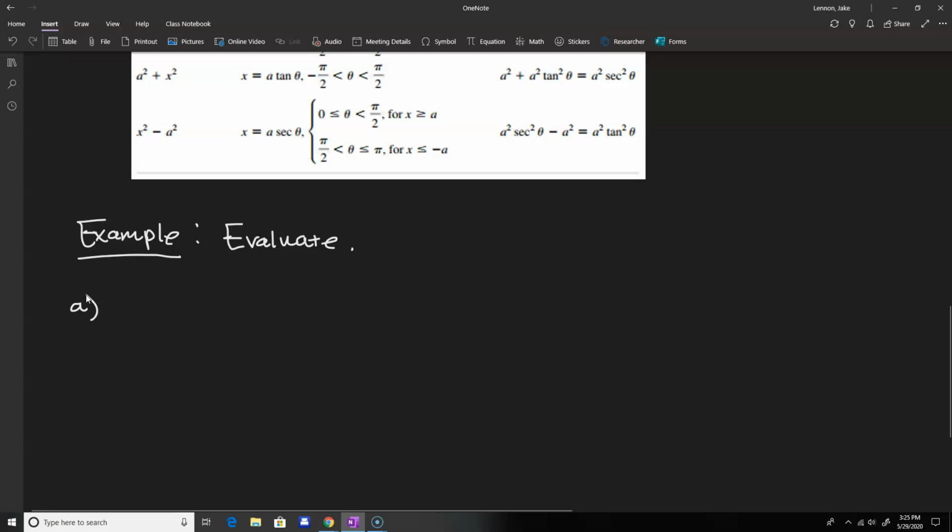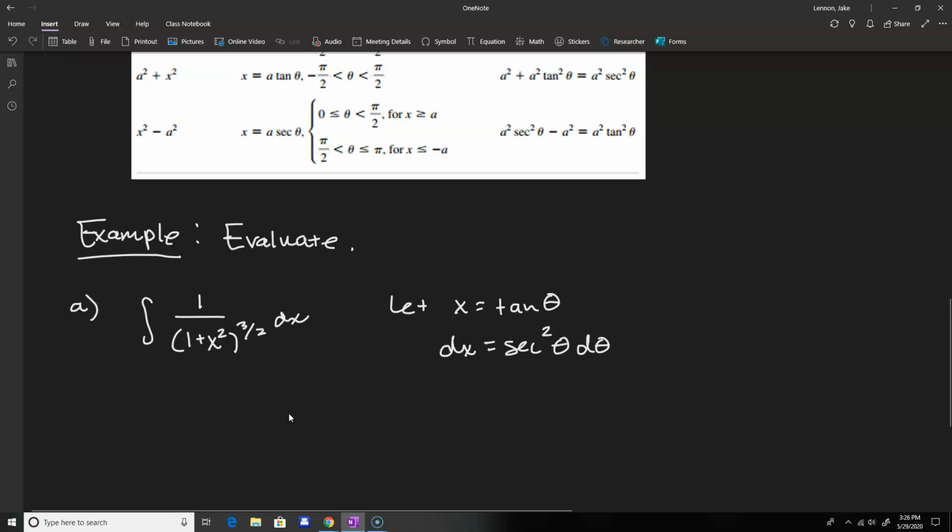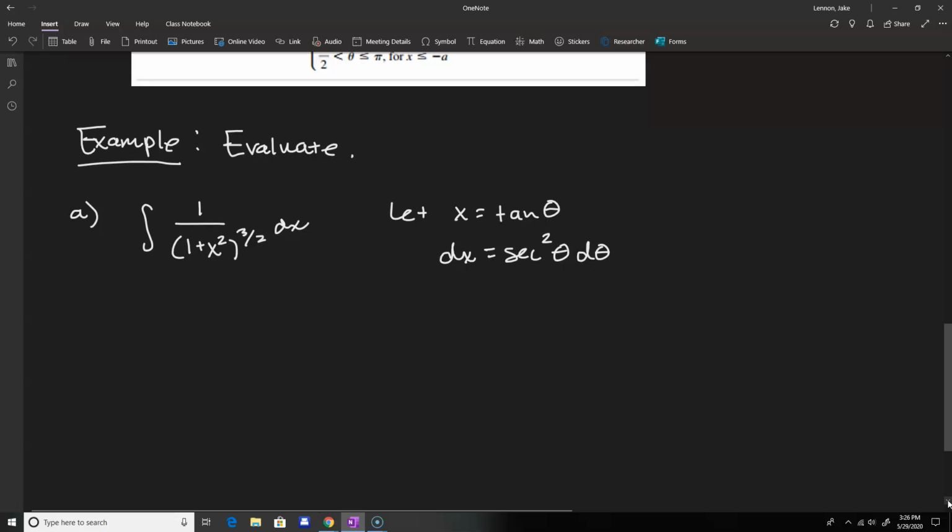For part A, we're actually just going to have an indefinite integral. Let's look at the integral of 1 over the quantity 1 plus x squared to the 3/2 dx. So this is an a squared plus x squared substitution. So our substitution here should just be x equals the tangent of theta. So let's let x equal the tangent of theta. So that makes dx secant squared theta d theta. So now we have the substitutions we want to make. So we go ahead and write that down.